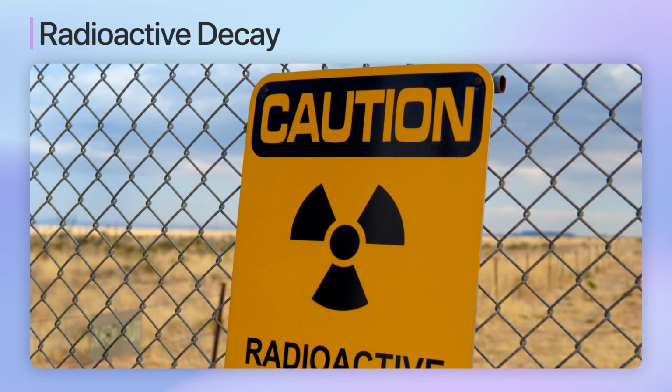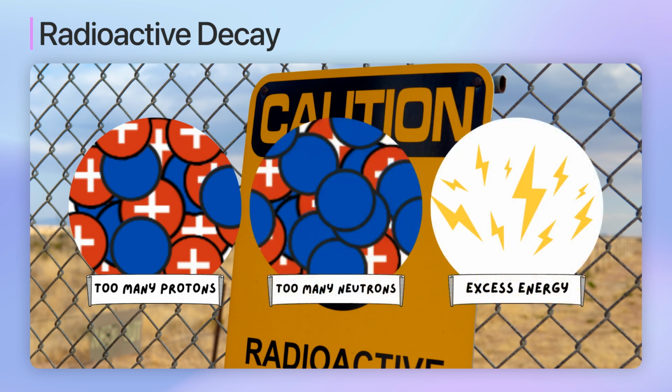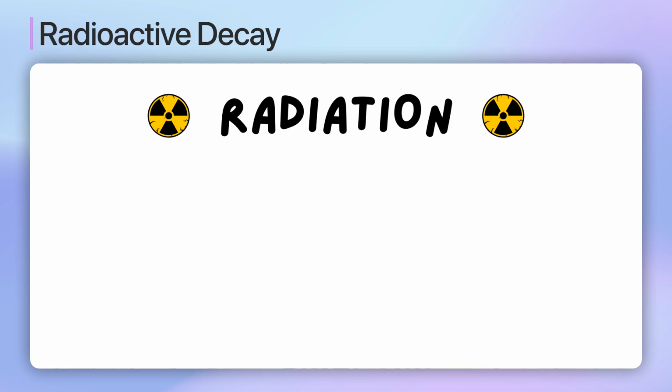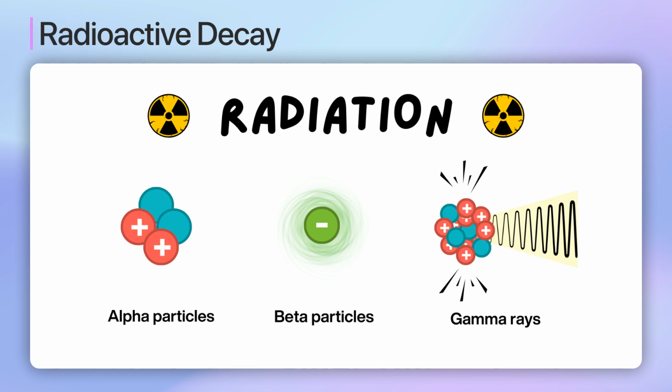When a nucleus becomes unstable due to an imbalance, such as having too many protons, neutrons, or excess energy, it seeks to restore stability through a process known as radioactive decay. During this process, the nucleus releases energy in the form of radiation, which can manifest as different types of particles or rays. Specifically, the radiation can take the form of alpha particles, which are made up of 2 protons and 2 neutrons, beta particles, which are high-energy electrons or positrons, or gamma rays, which are powerful bursts of electromagnetic energy.